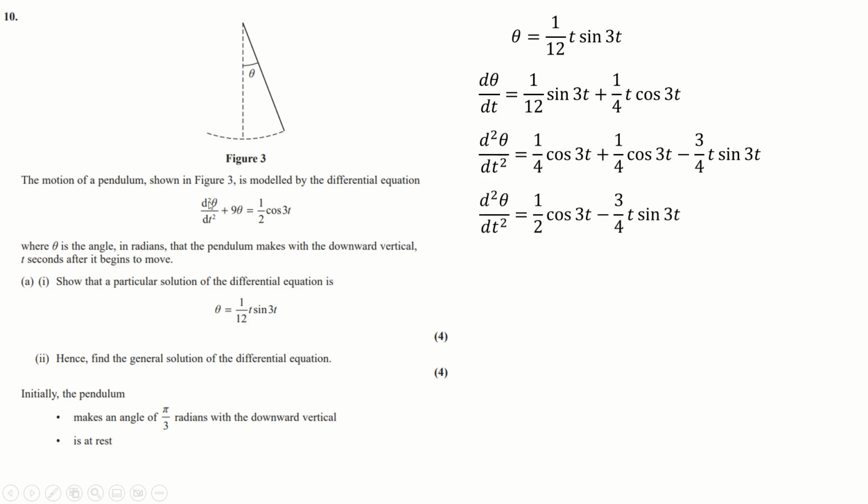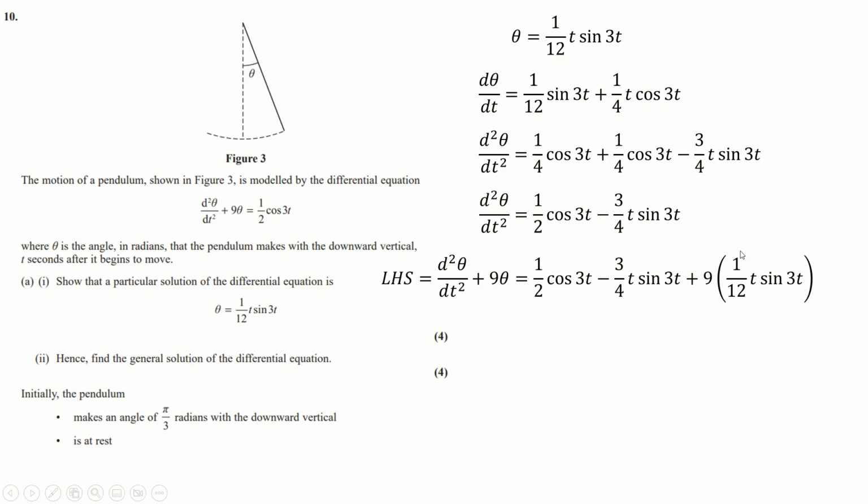You can say the left-hand side is this plus 9 theta, but again, theta is this again. So that's the left-hand side, is what we just found, plus 9 lots of theta, which is this. This is just 3/4 this, which cancels with this, which gives you this, which is the right-hand side. And that's all they were asking you to do.